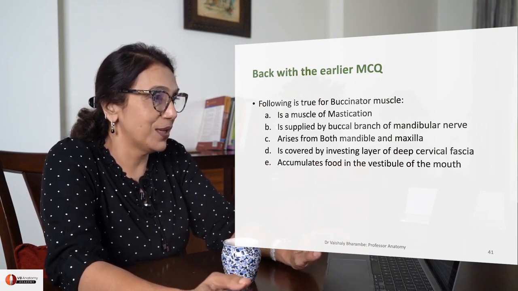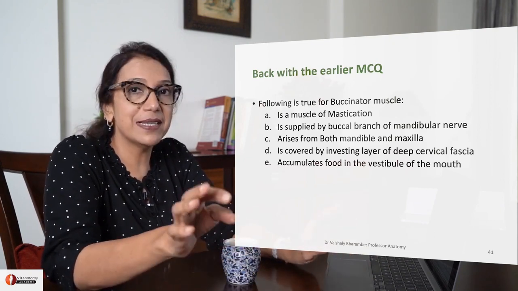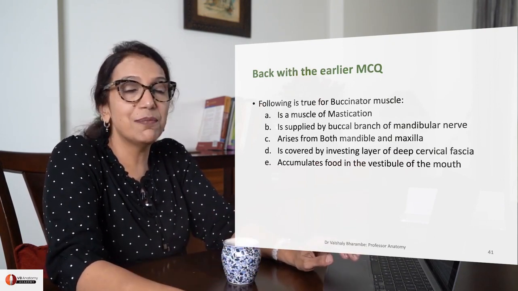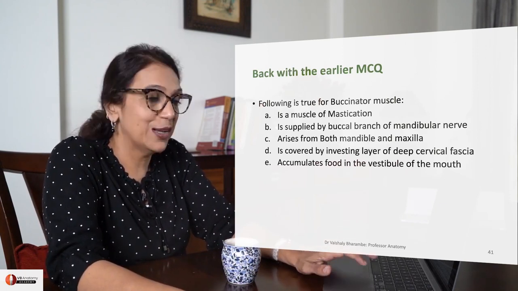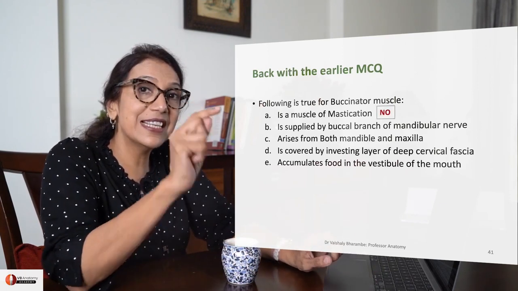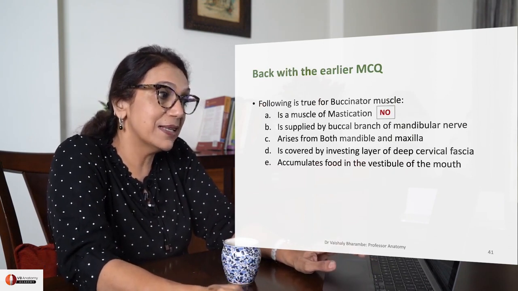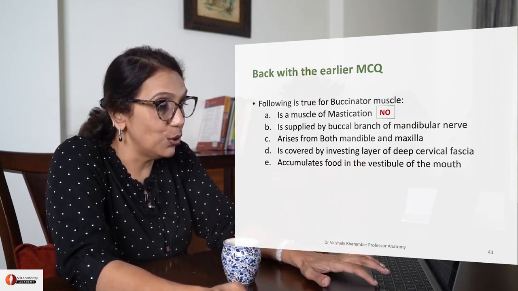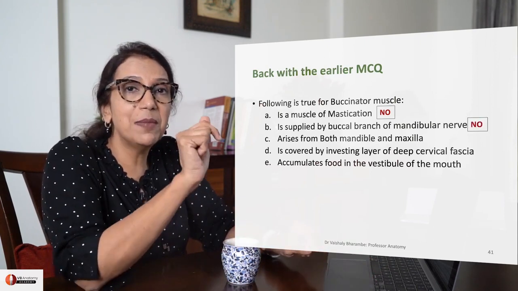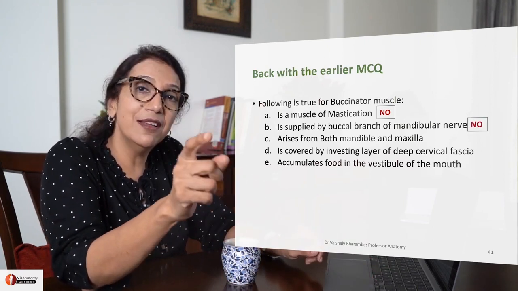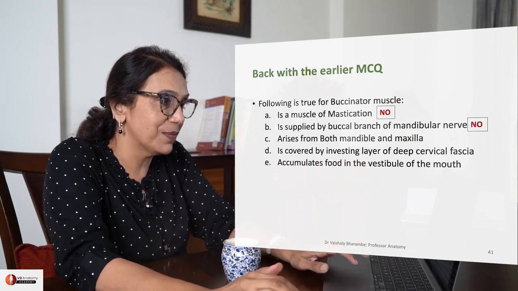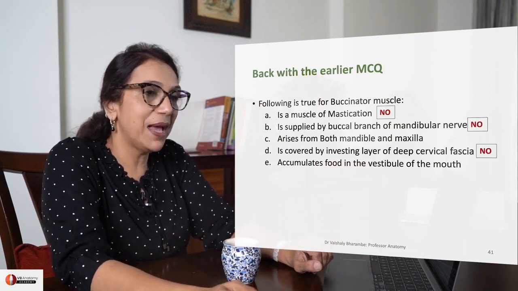Okay. Following is true for buccinator muscle. Is a muscle of mastication. Is it? No, it's not. It's an accessory muscle of mastication. Is it supplied by buccal branch of mandibular? No, it's developed from second branchial arch, therefore supplied by facial nerve. So that's also gone.